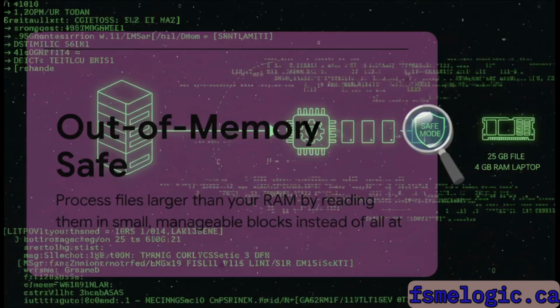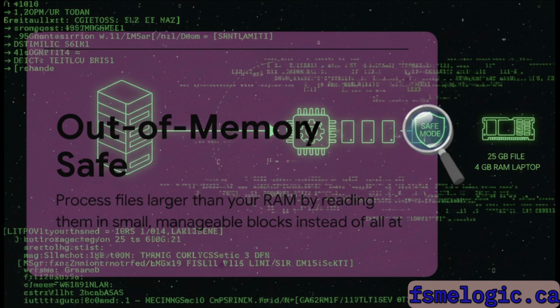Okay, now this is one of its superpowers. It's out-of-memory safe, and that is a huge deal. If you've ever tried to open a massive data file and just watched your computer grind to a halt and crash, you know this pain. This tool doesn't try to load everything at once. It processes the file in small, manageable chunks. So what does that mean for you? It means you could convert a massive 25-gigabyte file on a laptop that only has 4 gigs of RAM.